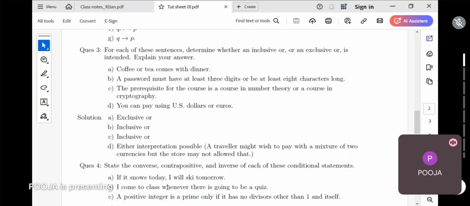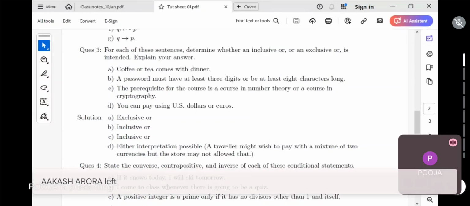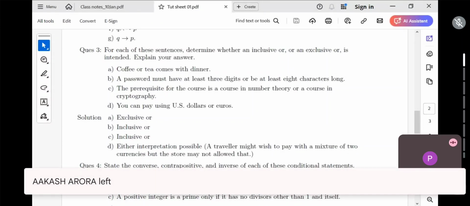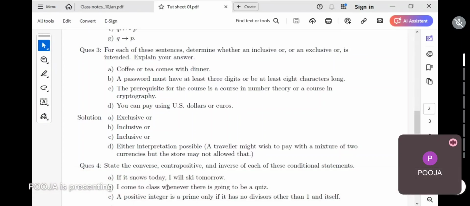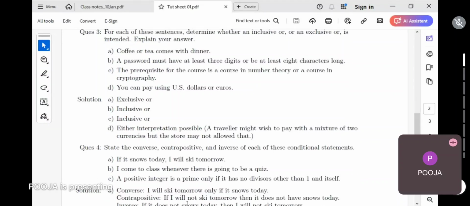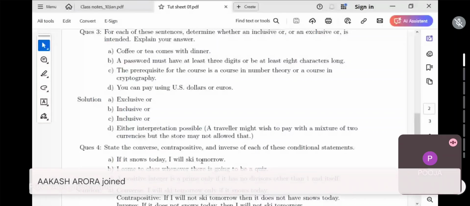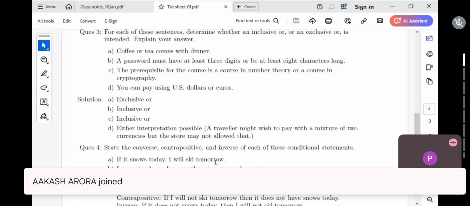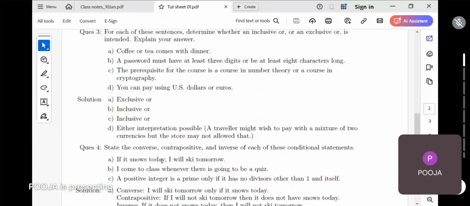P implies Q का Q implies P, तो क्या होगा? If I ski tomorrow, then it snows today. ऐसे ही होना चाहिए ना, कि I will ski tomorrow only if it snows today. अब ये राइटिंग का वे है। P implies Q को मैं P only if Q भी लिख सकती हूँ। But it sounds a little bit confusing. So that's why I have written I will ski tomorrow only if it snows today.